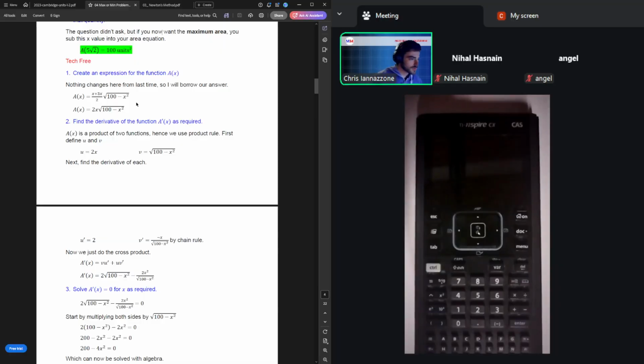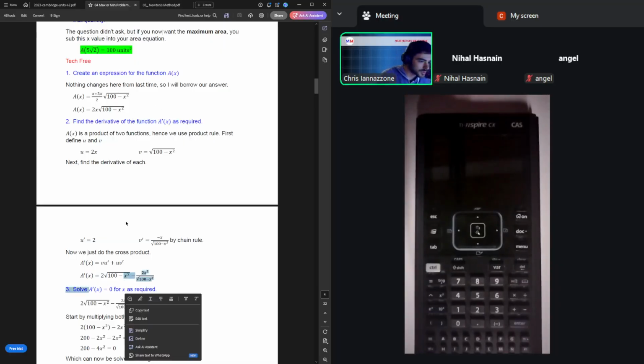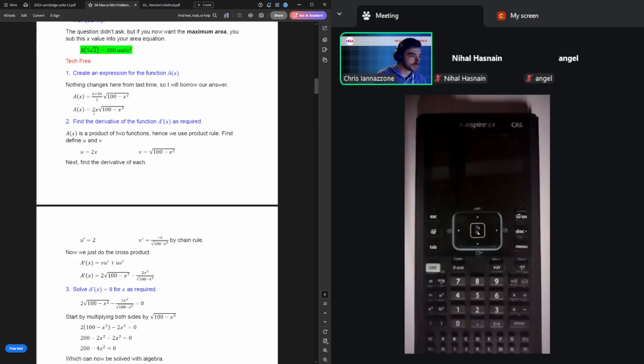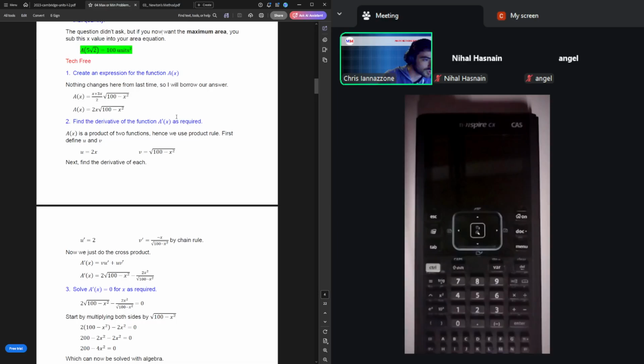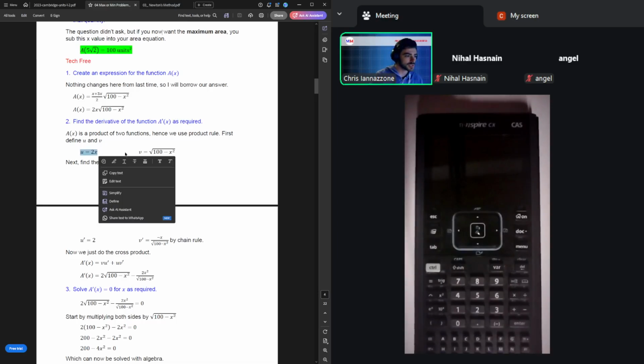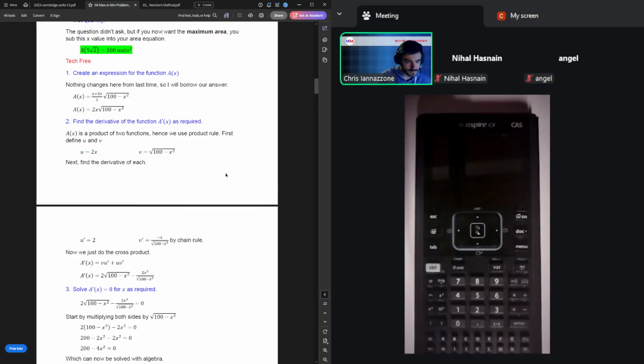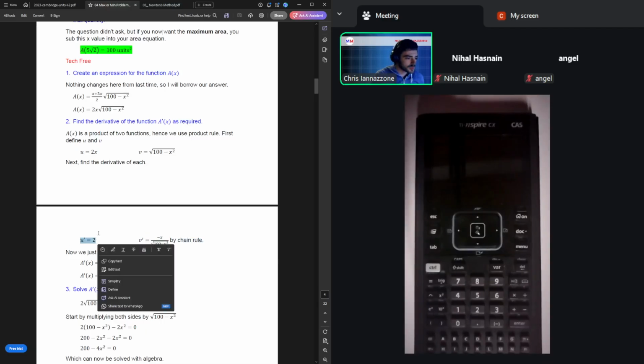From here, we want to find the derivative and set it equal to 0, so we need to be using the appropriate methods to do that. This is going to be a product rule kind of question. Right, you've got 2x multiplied by the square root term in there. Two things multiplying each other, you're now doing product rule. So split it up, u equals 2x, v equals the square root of 100 minus x squared. Find the derivatives of each.